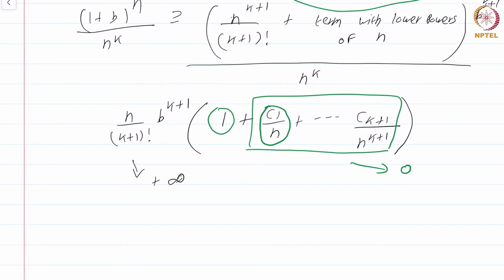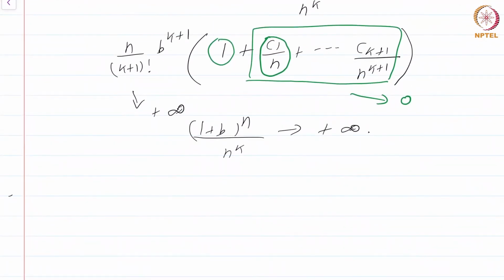Okay. So what we have shown is that 1 plus b the whole power n by n power k is in fact greater than or equal to a quantity that goes to plus infinity. So 1 plus b the whole power n by n power k diverges to plus infinity as required. Okay. So even when you take an exponential and divide by a higher degree term, you still get divergence to plus infinity. Now, example 3, as you can guess, is going to be an exercise for you. Exercise.